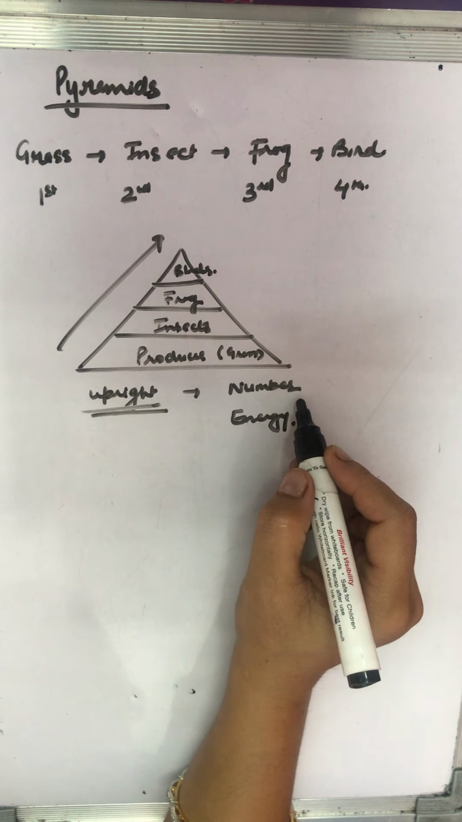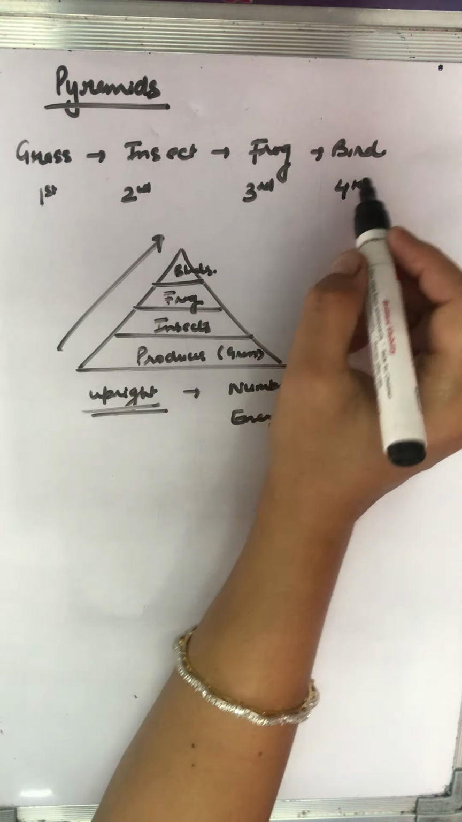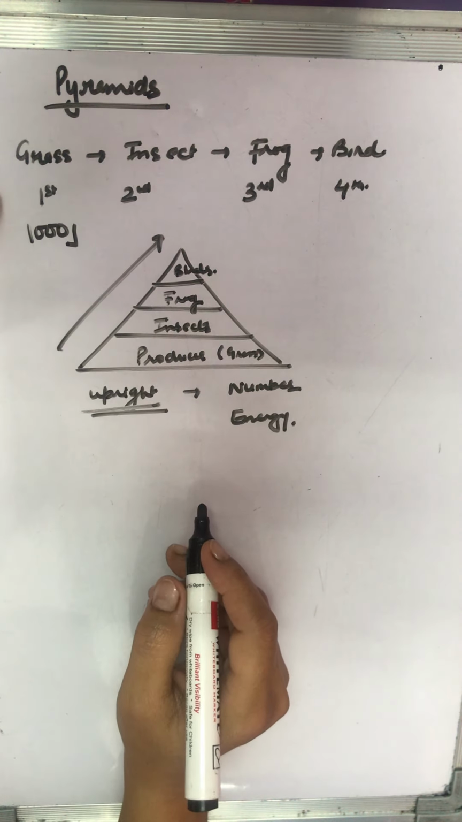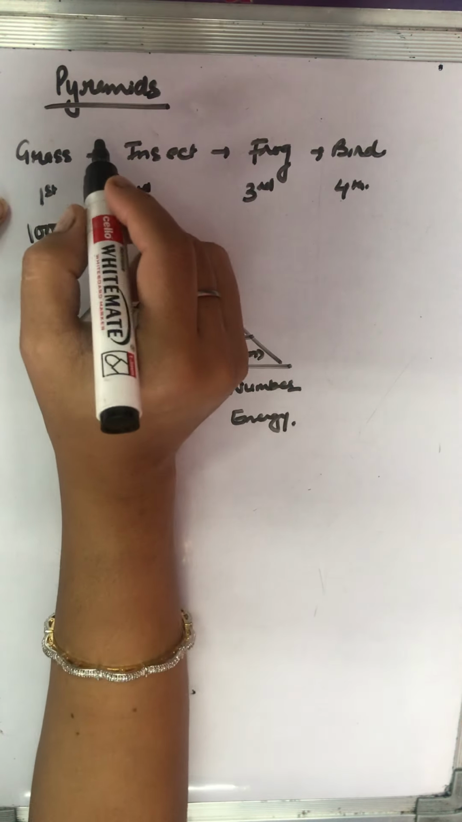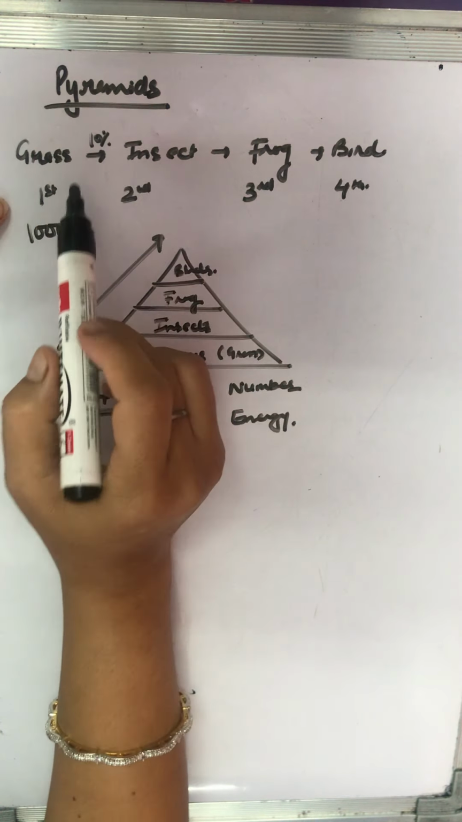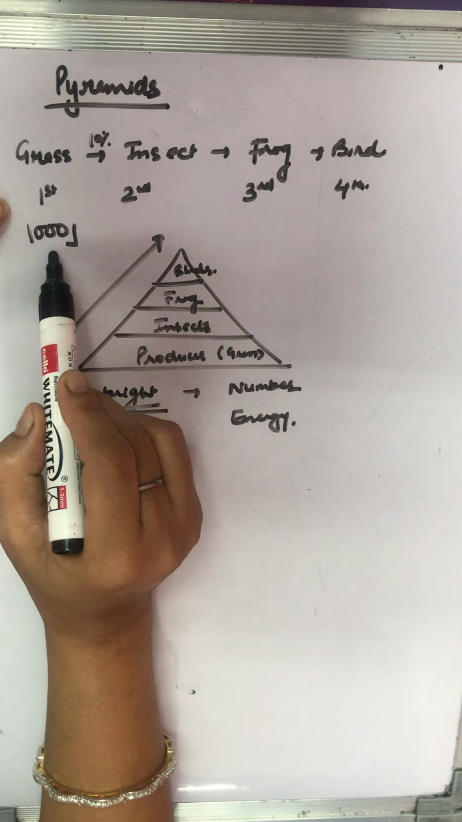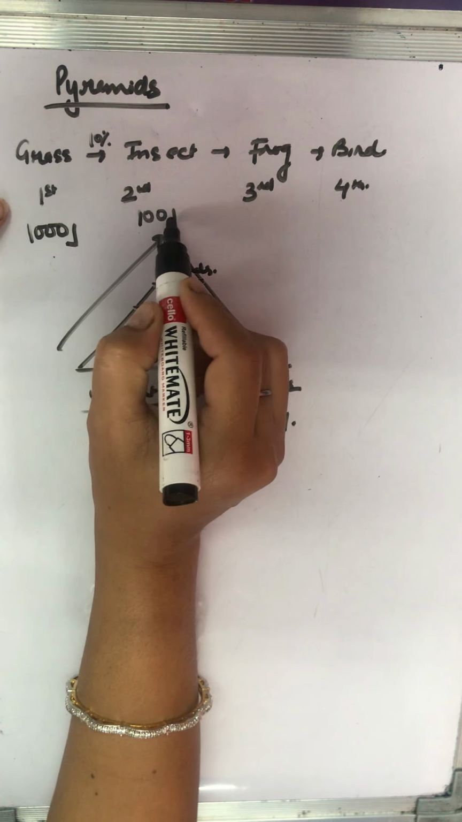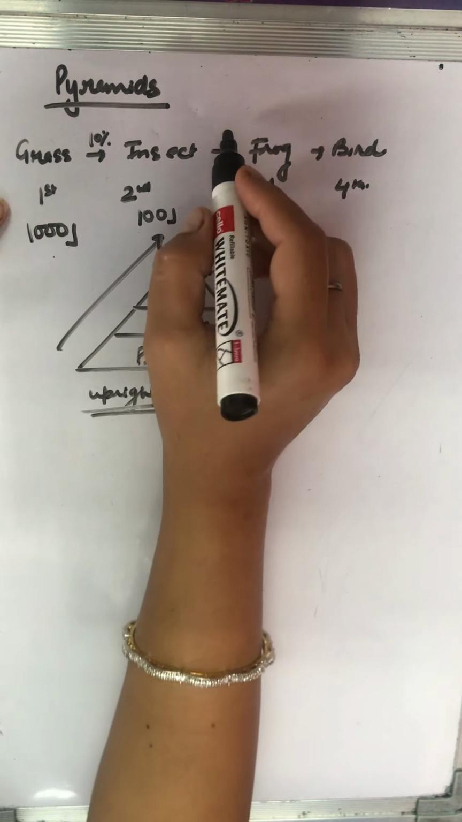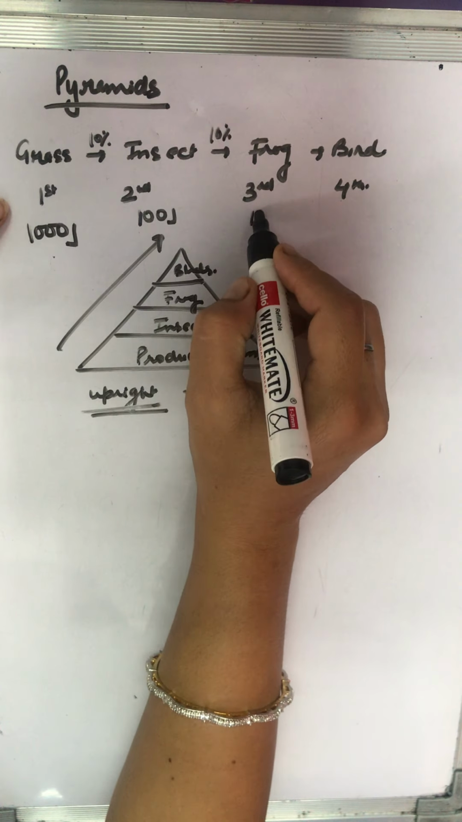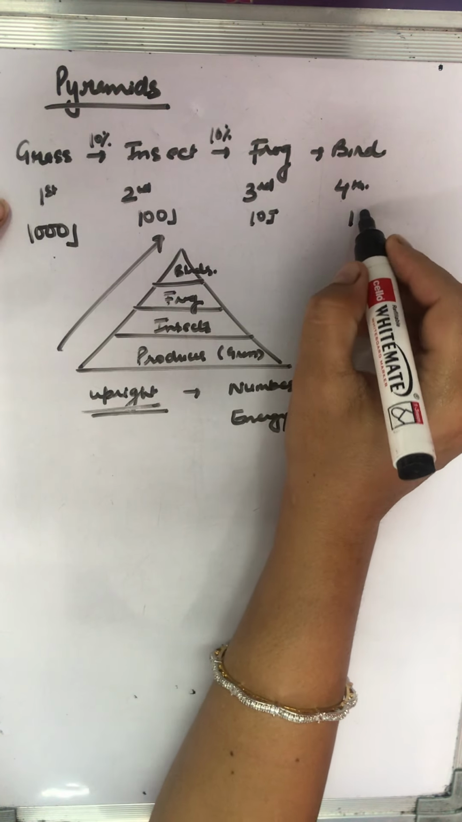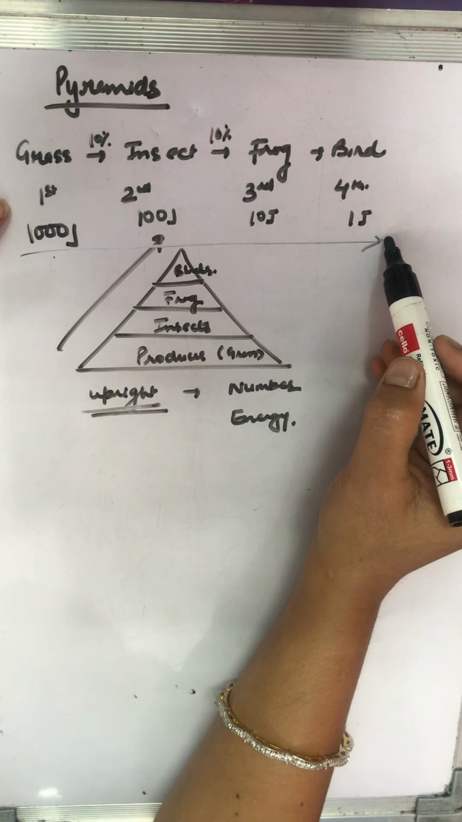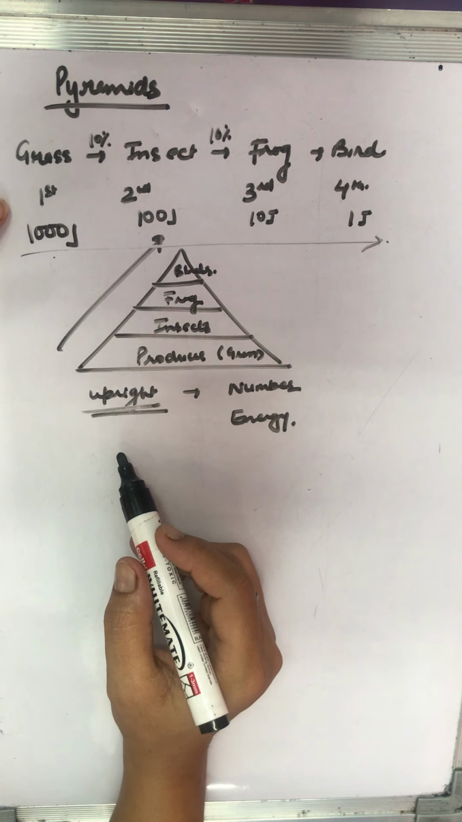Why do we say upright pyramid? If we say that in this food chain there is 10,000 joules of energy which is at the grass level, applying the 10% law, which means only 10% of the energy available at the previous level will be transferred to the next level, then 1000 joules of energy is available at the insect level. So on 10% law, 100 joules, 10 joules and 1 joule. What is the level of energy which is reaching here? It is decreasing. Same way is the number.